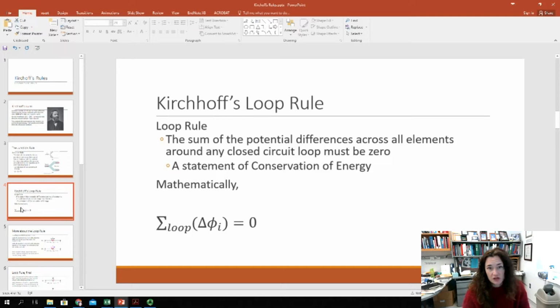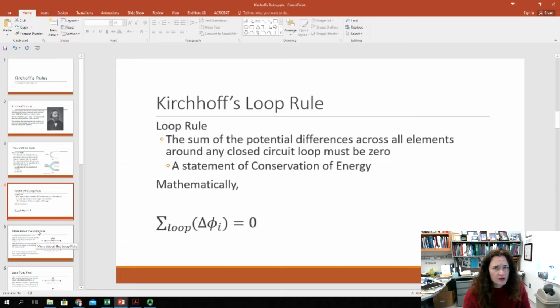Mathematically, what this will look like is you're going to sum up all your voltage changes as you go around one complete loop. It's very important that it be a complete loop, a complete circle. You have to start and end at the same place, okay? If you go around the whole loop, then those sums must equal 0.